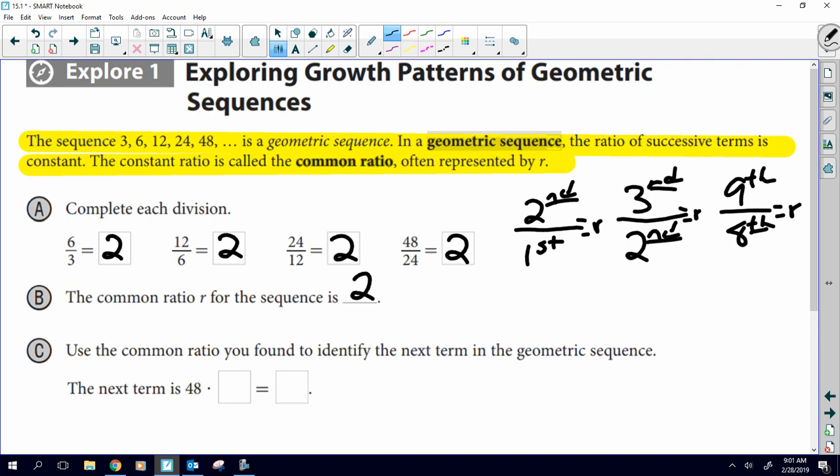It says use the common ratio found to identify the next term in the geometric sequence. Next term is 48 times 2, which is 96, okay?